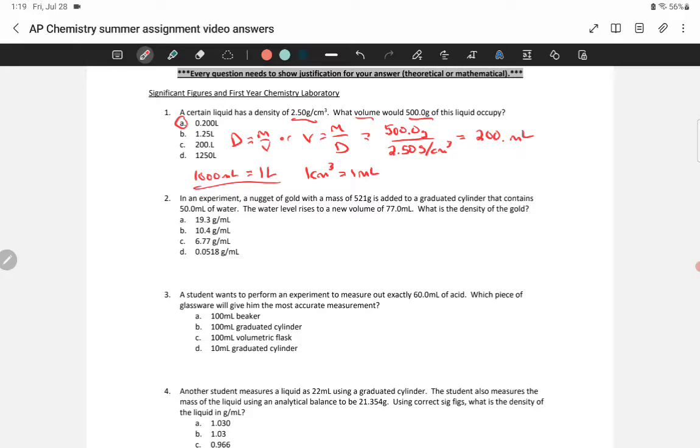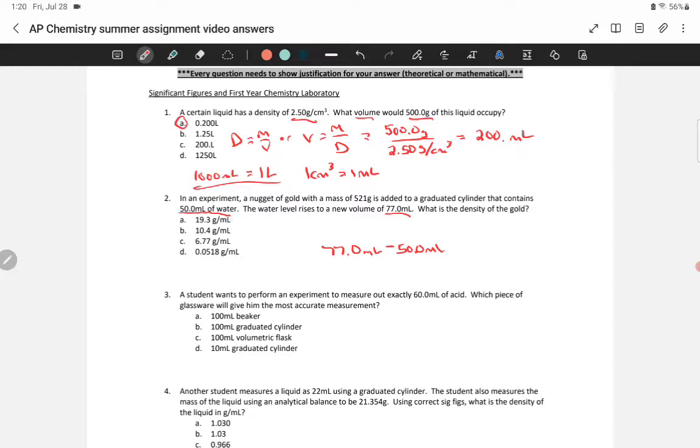Number 2, we have a graduated cylinder that contains 50 milliliters of water, and then you put a piece of gold in there and the volume increases. So if you want to know the volume of the gold, you'd have to subtract those 2 numbers. So 77.0 minus 50.0 would give us the volume.